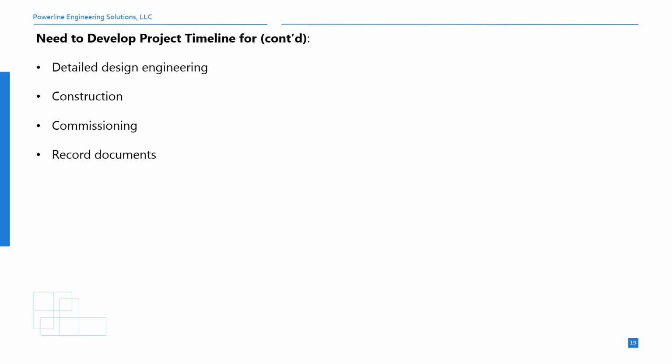As well as critical milestones in the detailed design engineering process, which is typically broken down into 30, 60, 90, and IFC packages. And finally, the construction and commissioning sequence. As discussed in slide 13, this requires inputs and support from several key stakeholders, including project management, construction, engineering, operations, and maintenance teams.